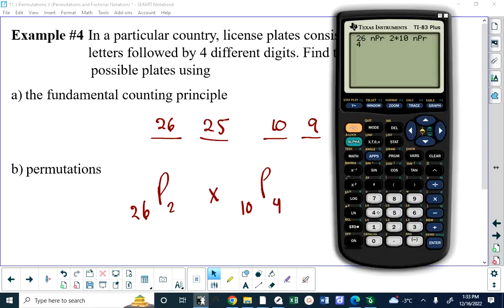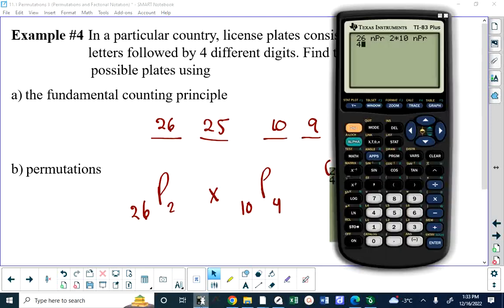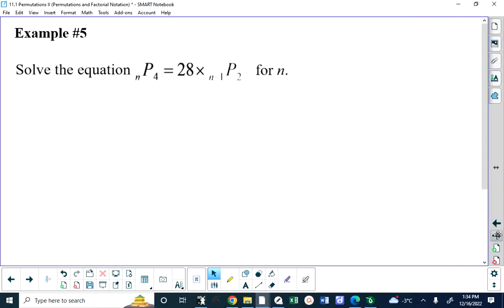And it looks horrible. It really does not look like what it's meant to look like. But I want to make sure that you understand that this nPr locks this together. It's not going to multiply 2 by 10. Okay, it won't do that. So you don't need brackets. Anyway, the answer is 3,276,000. Okay, let's move on.